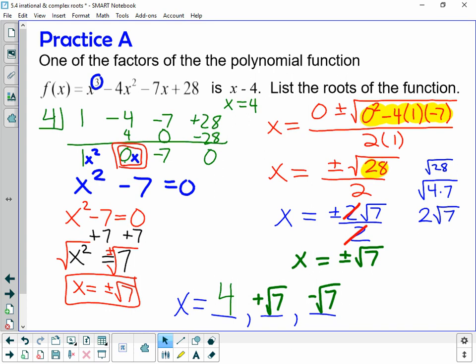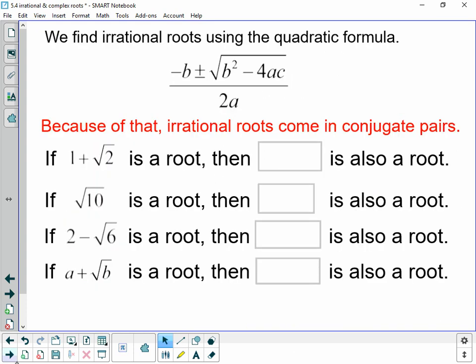Okay, so we completed practice A. We found the roots were root 7 and negative root 7. Well, I don't know if you noticed, but when we use the quadratic formula to help us find these irrational roots, they always come in pairs. And the reason that they're coming in pairs is because it's built right into the quadratic formula that there's going to be a plus and a minus.